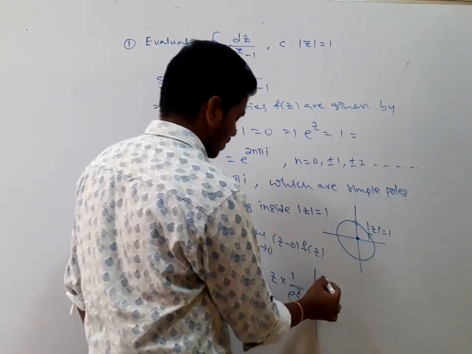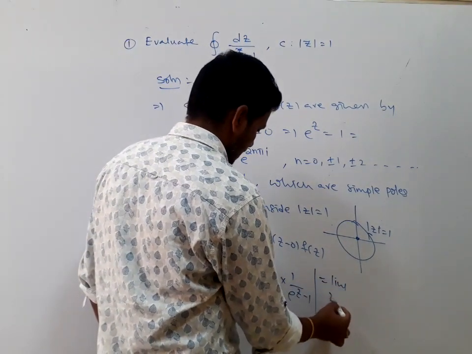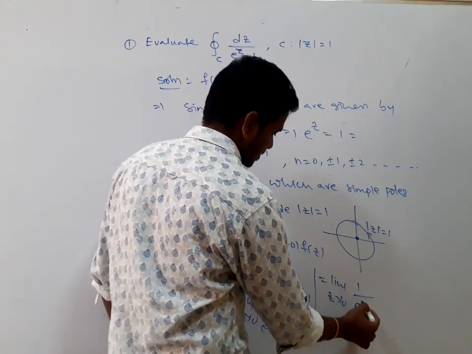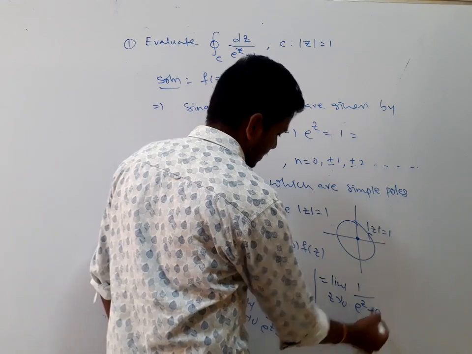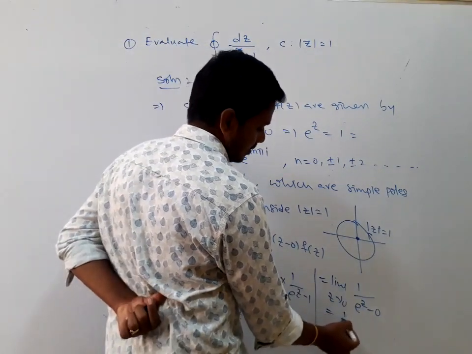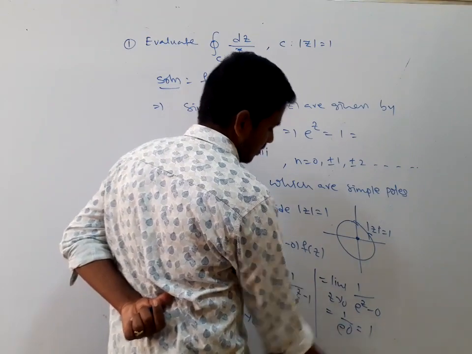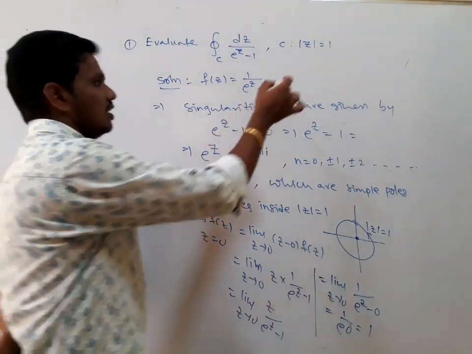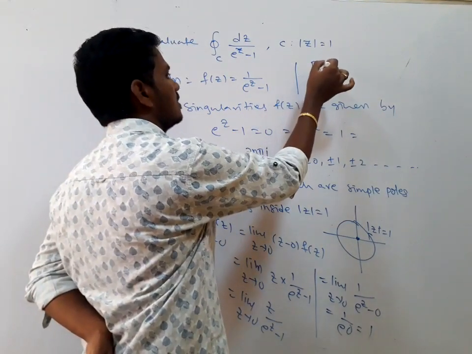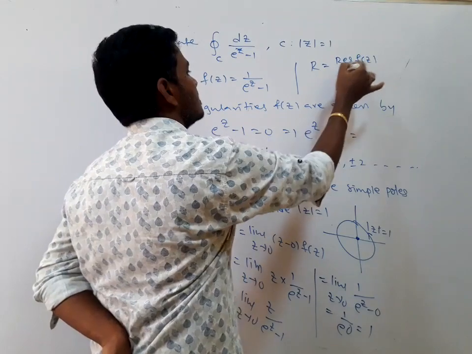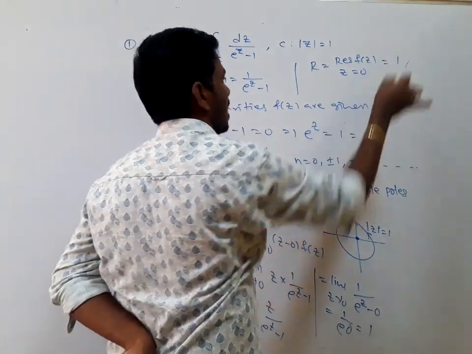Here, limit z tending to 0: the derivative of z is 1, and the derivative of e to the power z minus 1 is e to the power z. As z tends to 0, this equals 1 divided by e to the power 0, which equals 1. So the residue of f of z at z equals 0 is 1.